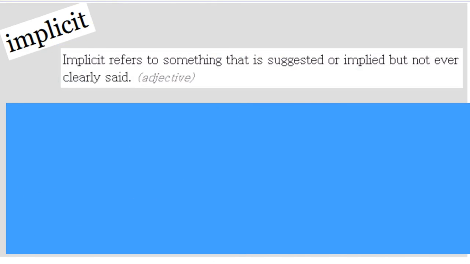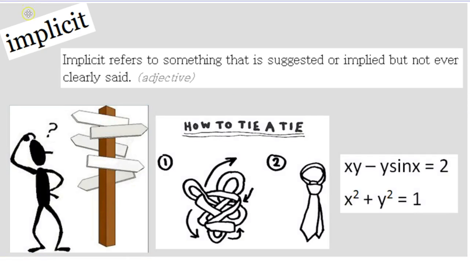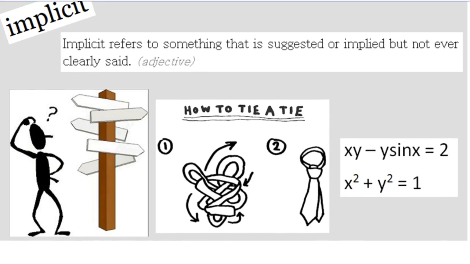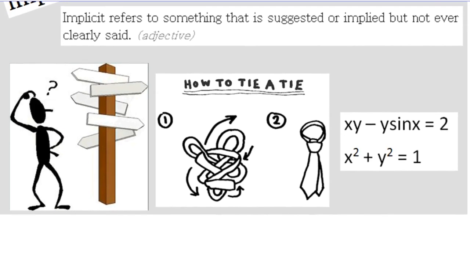A dictionary definition of implicit: something that is suggested or implied but not ever clearly said. So in these there's a bit of confusion. It's not very clear. And for the math example, if the question is what is y, well, in this first equation it's not clear. Now I suppose you could isolate y by going through some steps, but just by looking at the equation we don't know exactly what y is, and the same thing is true for the second one. And there will be other equations where we don't actually have the algebra skills to isolate y, so we wouldn't be able to do it even if we wanted to.